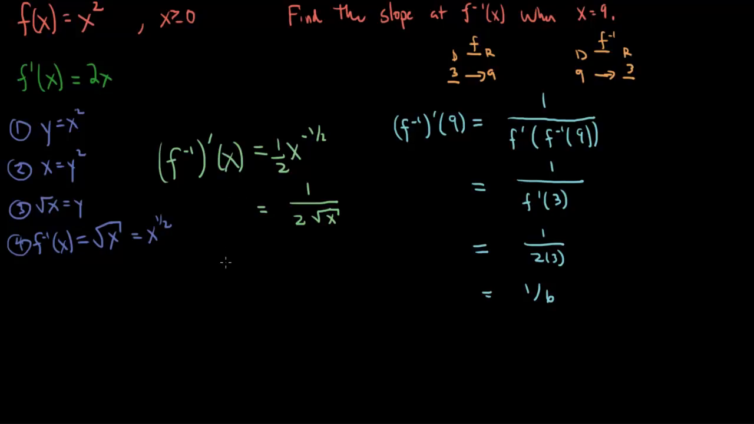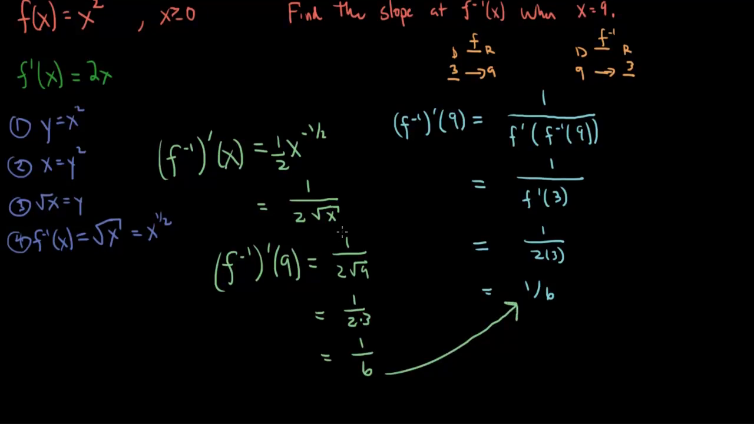Now if I want to evaluate f inverse prime of 9, that was the original question. That's 1 over 2 square roots of 9, which is 1 over 2 times 3, equals 1 over 6. So there we are, the exact same solution. So if you can find the inverse function, you can skip all this stuff over here.